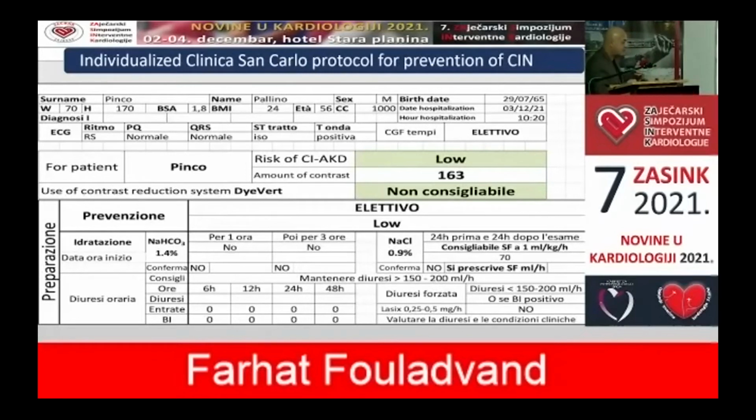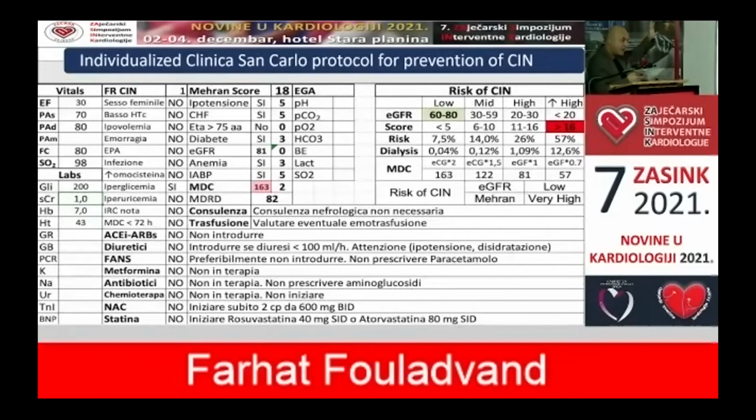And if you go, for example, to the same patient that we said, but for example, we put a low ejection fraction, 70 systolic pressure, 200 glycemia, creatinine level is 1, and hemoglobin is 7. So the system says to you, for example, that it's not bad to evaluate one hemotransfusion. And according to the EGFR, this patient is at low risk, 60, 80 EGFR, so it's a low risk. And according to the EGFR, we can use 160 contrast.